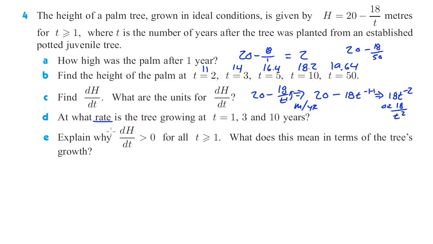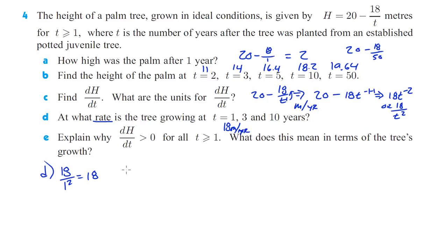So now when we're talking about the rate of the growing tree, that's when we want to use our derivative. Okay, so really plugging stuff in is probably going to be a little bit nicer with 18 over t squared. So let's use that one. So for 1, we've got 18 over 1 squared, which just gives us 18. So when t equals 1, it's 18. It's growing at 18 meters per year. Oops. So it's growing pretty fast at the beginning.